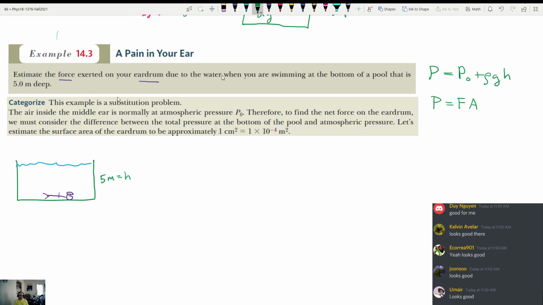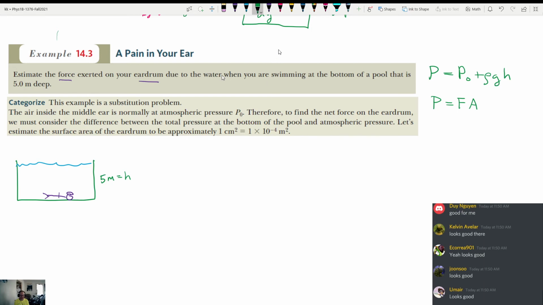And let's read the bottom part right here. It says, and I think this is very interesting, the air inside the middle ear is normally at atmospheric pressure. So that's saying the air inside of your ear canal is normally at atmospheric pressure. Therefore, to find the net force on the eardrum, we have to consider the difference between the total pressure at the bottom of the pool and atmospheric pressure. Does that make sense?